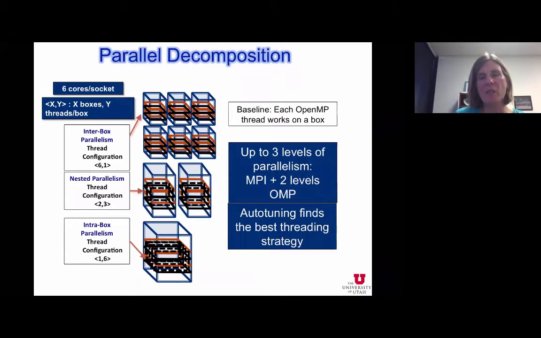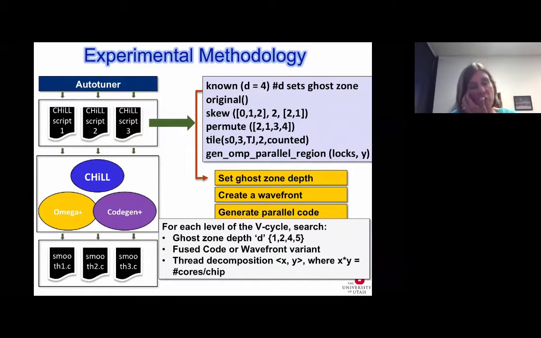Okay, and then this is the parallel decomposition. This is how a variety of strategies that we explore in our auto-tuning to figure out how to parallelize the boxes that arise from geometric multigrid. Okay, so here's the optimization methodology that we used. We write a bunch of scripts for CHiLL that describe different optimization strategies. On the right here is a CHiLL script that applies a couple of transformations, skew, permute, tile, and something involving the ghost zones, and generates OpenMP code. We can explore a variety of these scripts and generate code. The three things we are really tuning are the ghost zone depth, how we do the threading, and which optimizations we choose to apply. We may not apply all of them.